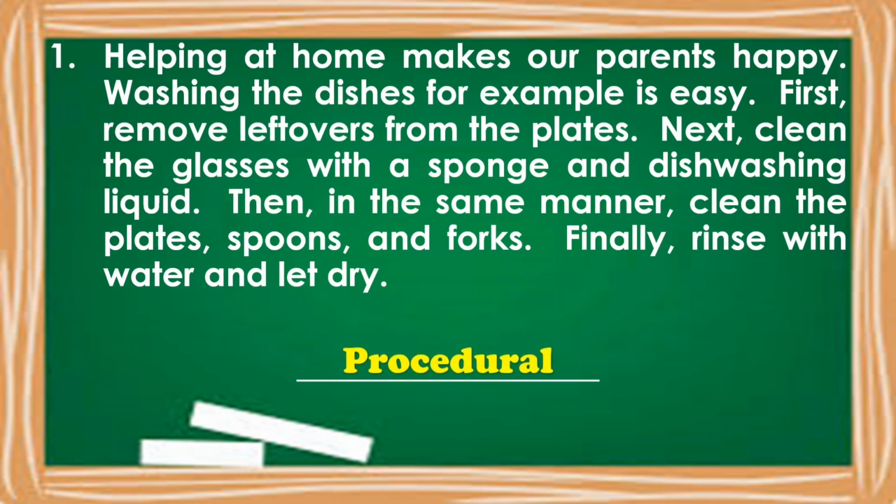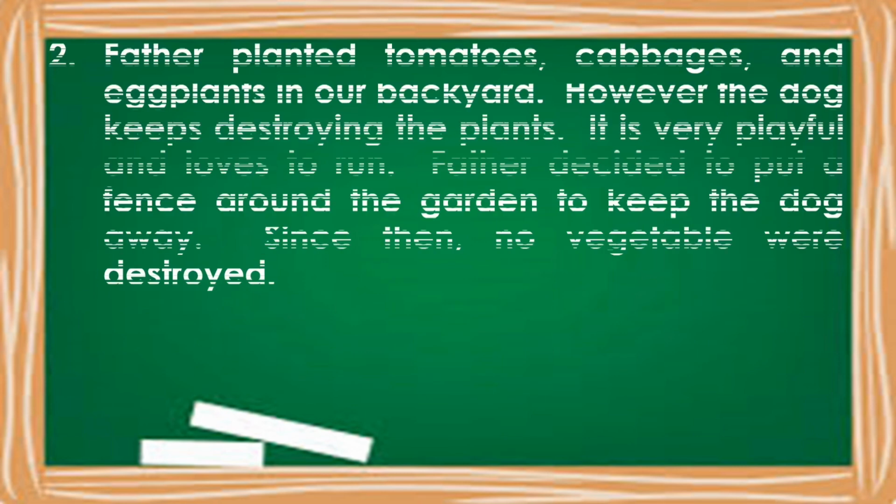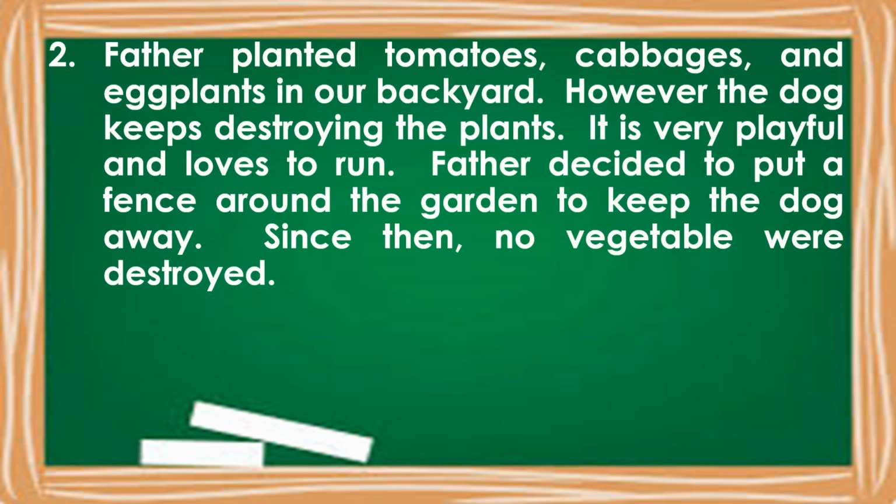Number 2. Father planted tomatoes, cabbages, and eggplants in our backyard. However, the dog keeps destroying the plants. It is very playful and loves to run. Father decided to put a fence around the garden to keep the dog away. Since then, no vegetable were destroyed. So what's your answer? Is it problem and solution, description, or procedural? The answer is problem and solution.